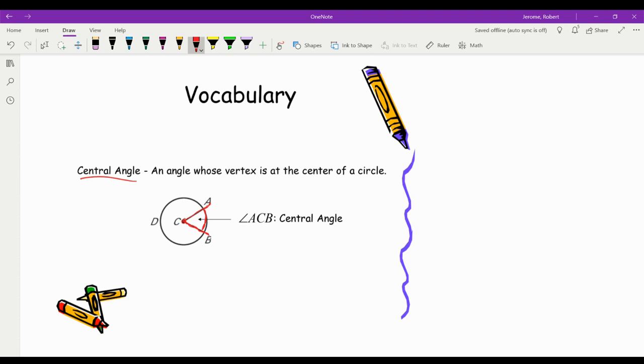We always draw angles all year long. We've been drawing angles and putting little arcs in them. So now that arc is really just part of a circle, and we're just saying this angle cut off that arc.